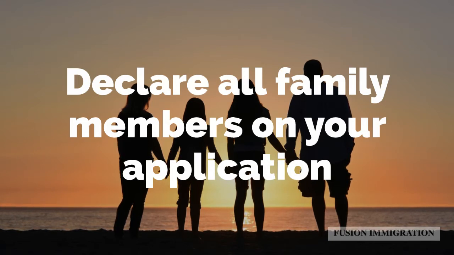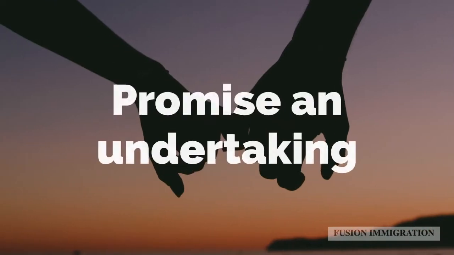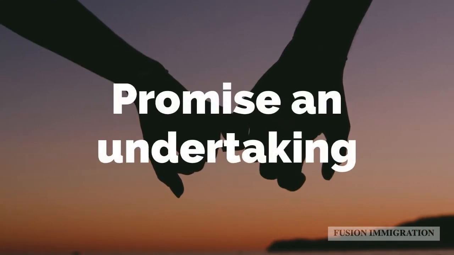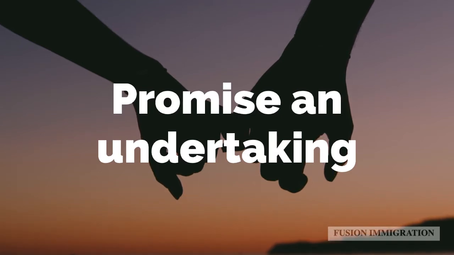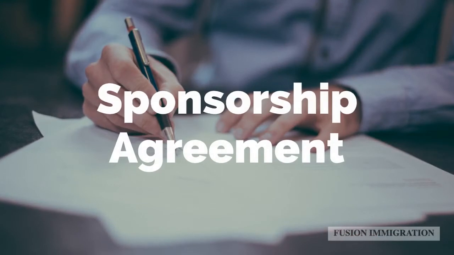If a permanent resident doesn't declare all their family members on their application, they could risk losing their permanent resident status. To become a sponsor, you must promise to financially take care of the persons you are sponsoring for a period of time. This is called promise and undertaking. Also, you and your sponsored family members need to agree to certain responsibilities during the undertaking period.